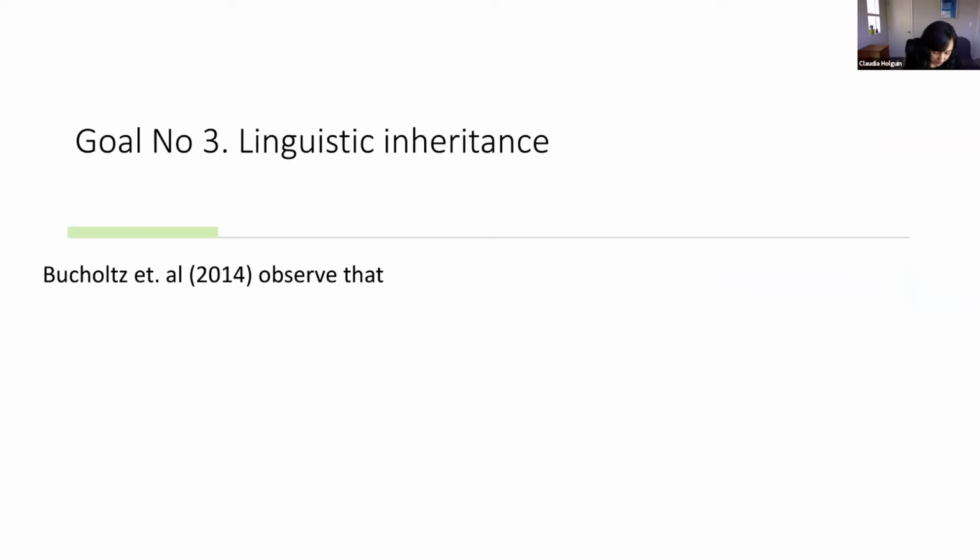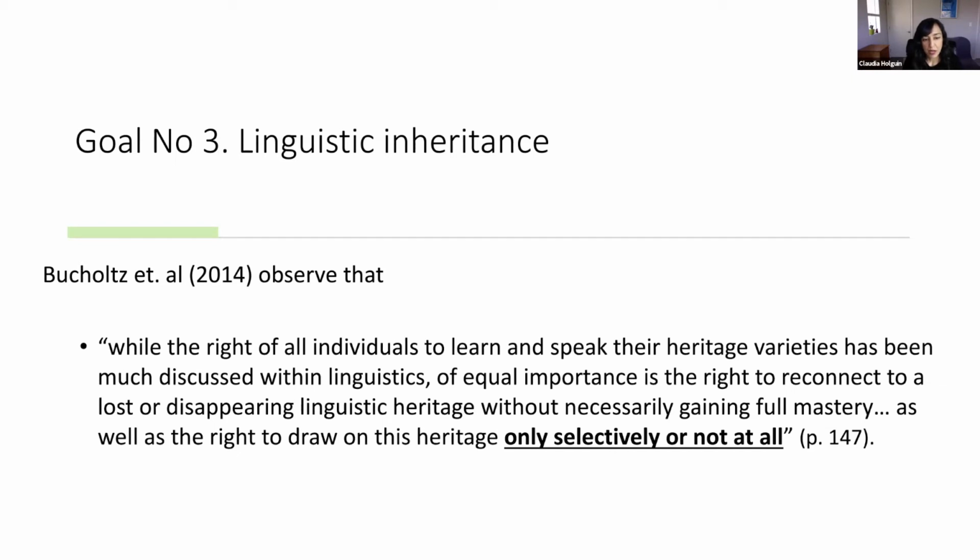Related to this, there is linguistic inheritance. Linguistic inheritance as a third goal for sociolinguistic justice is particularly significant among heritage language students who have strong sociocultural and political ties to their inherited and ancestral languages, and among those who seek to reconnect with their family and or cultural background. While the right of all individuals to learn and speak their heritage varieties has been much discussed within linguistics, of equal importance is the right to reconnect to a lost or disappearing linguistic heritage without necessarily gaining full mastery, as well as the right to draw on this heritage only selectively or not at all. We see here in these goals for sociolinguistic justice, the common topic of agency.